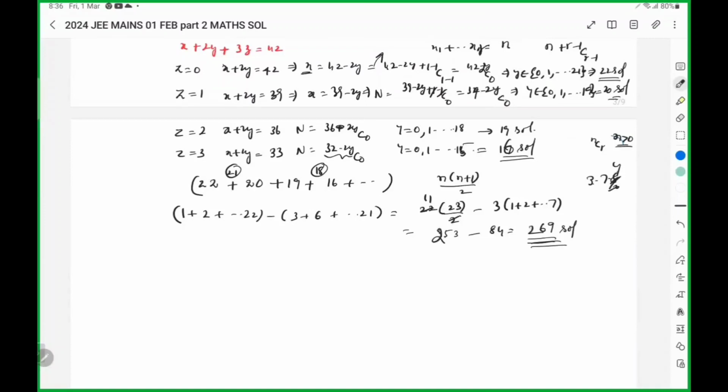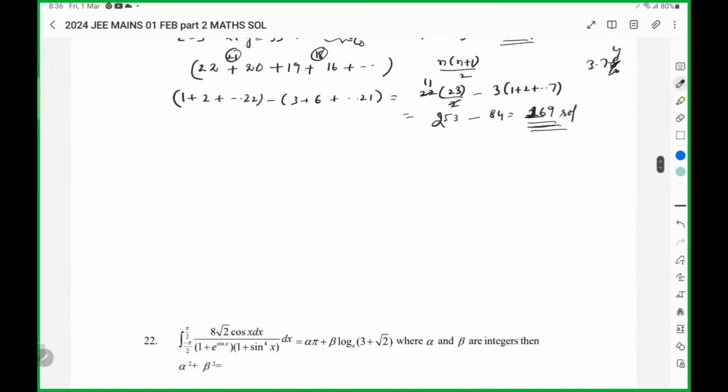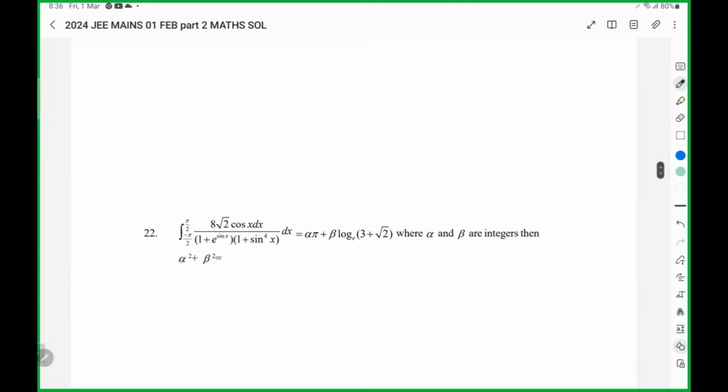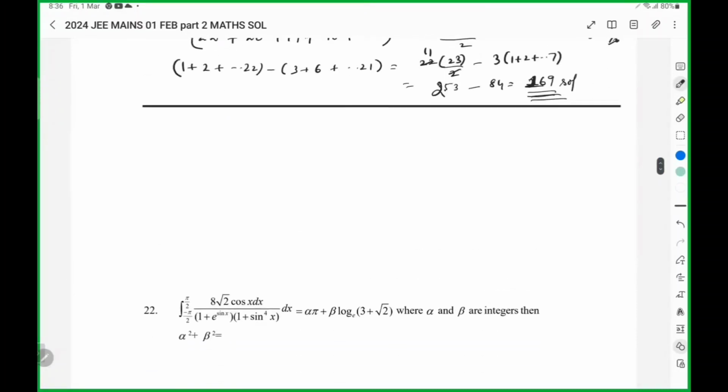It's 259. So 169 solutions are possible. This problem seems to be a little lengthy. Let us solve here.